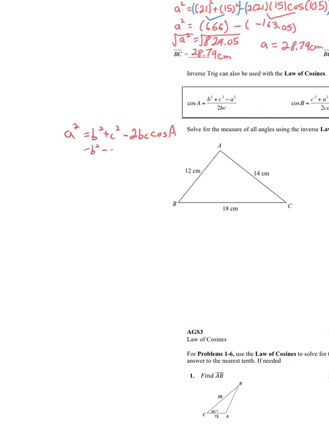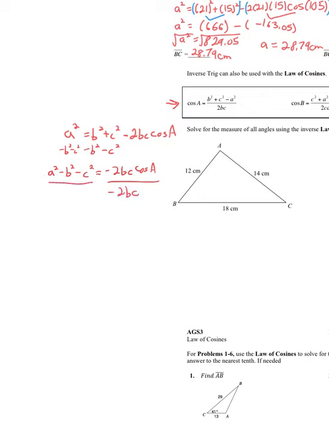The good news is we'll never be asked to do this, but it's already been done for us, which is kind of nice. So we get a squared minus b squared minus c squared equals negative 2bc cosine of a. And like I said, it's already done up here. I'm just showing you where this comes from.